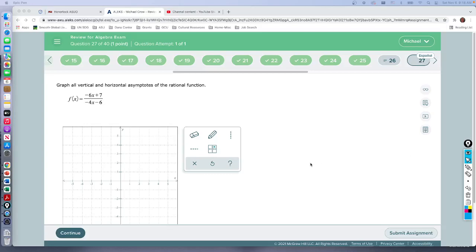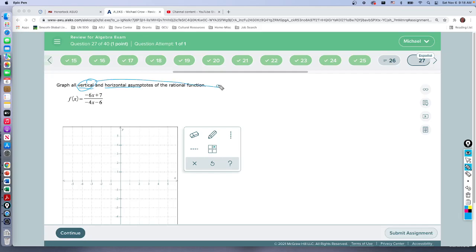Q27, we are now into some rational functions that we've done quite a bit with. So we're supposed to graph all the vertical and horizontal asymptotes of the rational function. Now these are just the asymptotes that they're asking for. They're not asking us to graph the function itself. So just the vertical and horizontal asymptotes. Remember, the vertical asymptotes come from when the denominator becomes 0, because that gives us an undefined value.